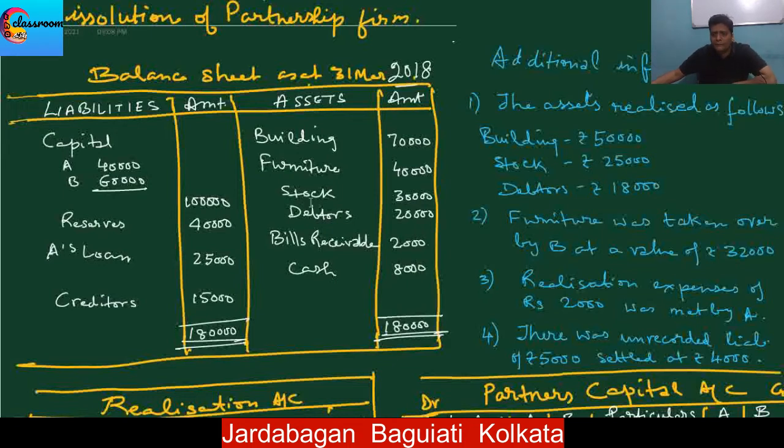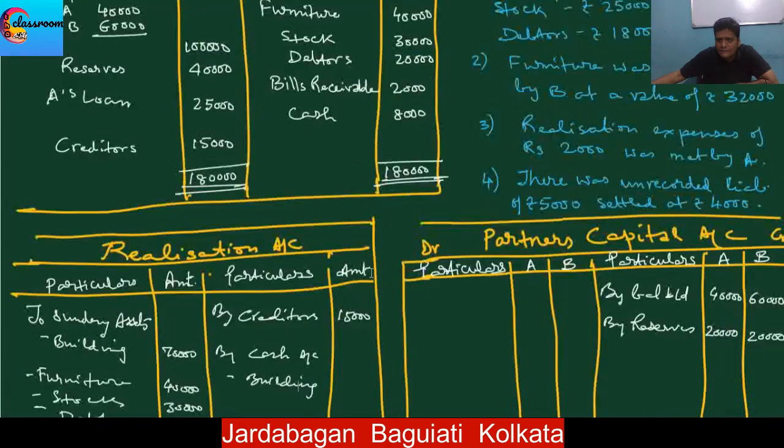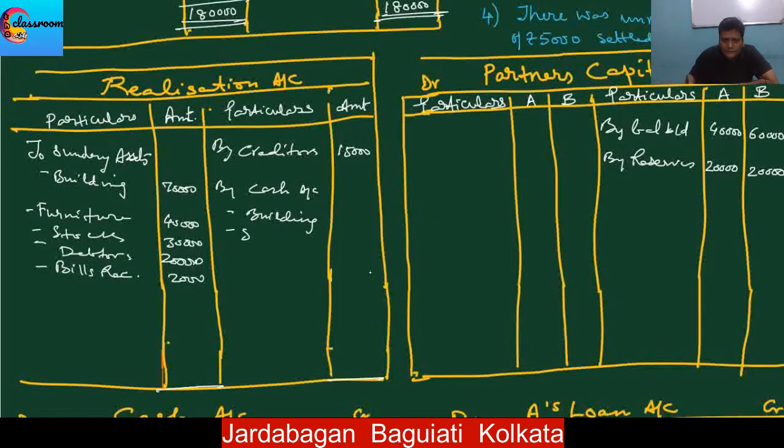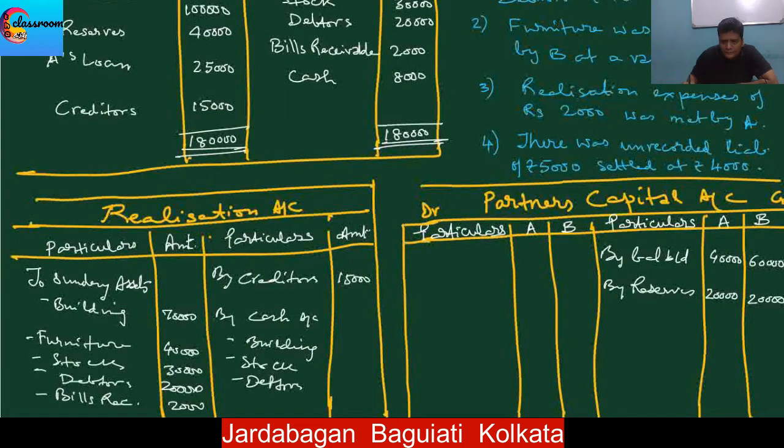The assets realized as follows: building, stock, debtors. So right over here in the realization by cash account. What are the realizations? We realize against the building, then we realize against stock and debtors as well. Stock and then debtors. The amounts are 50,000, 25,000 realized against cash and debtors realized 18,000.